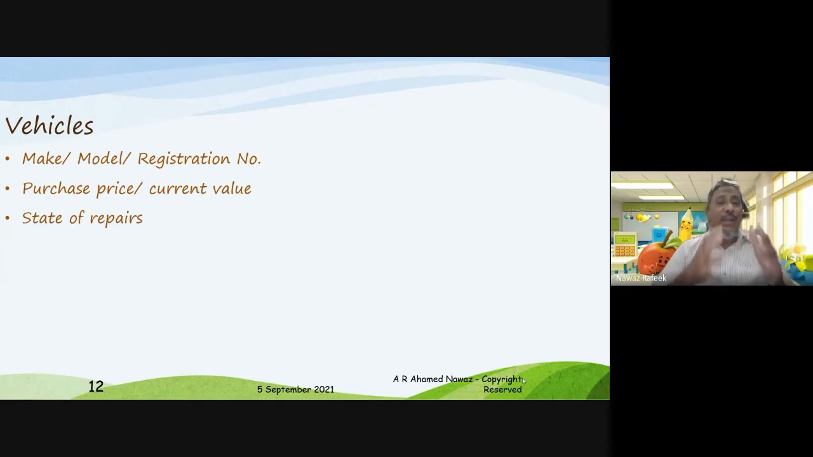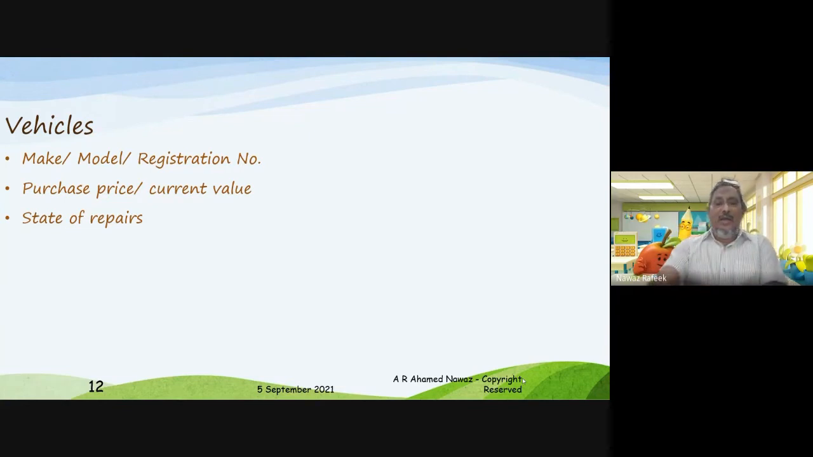So if it's mortgaged to the bank, checking these things is very important. Make, engine number, and chassis number are important identification details.